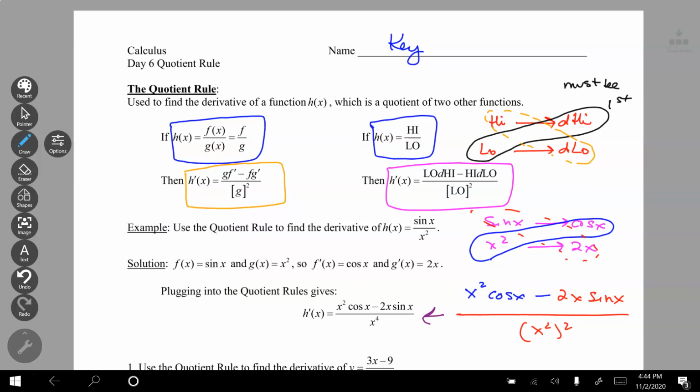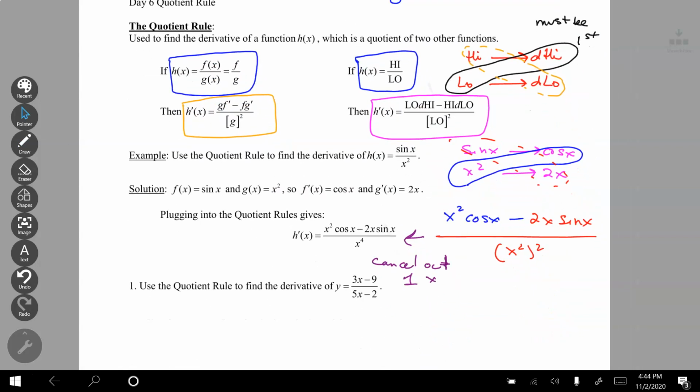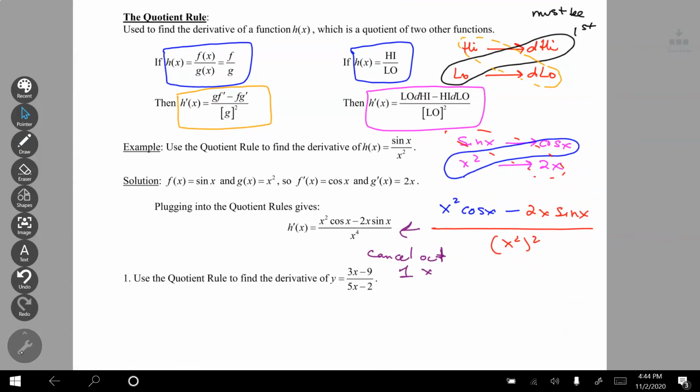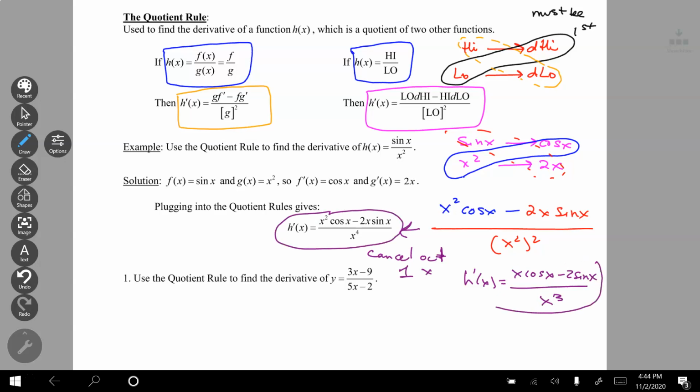And technically, if I wanted to, I could cancel out one x everywhere. So if I wanted to, I could rewrite it as h prime of x is equal to x cosine of x minus 2 sine of x over x to the third. But really, I'm just looking for this. I'll take this for now. We'll talk about cleaning up your algebra later. And that's cleaning up your algebra.